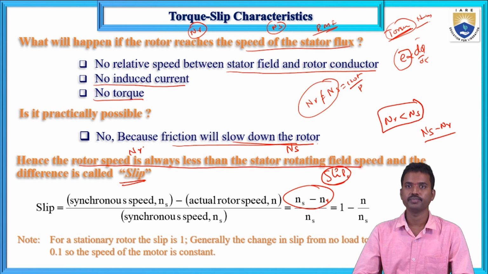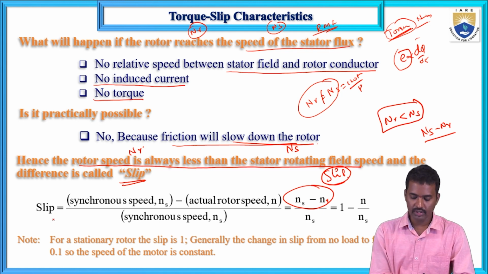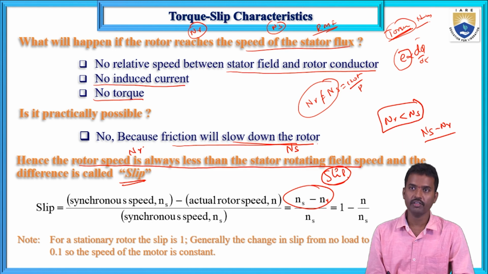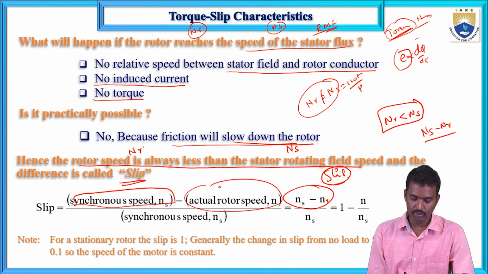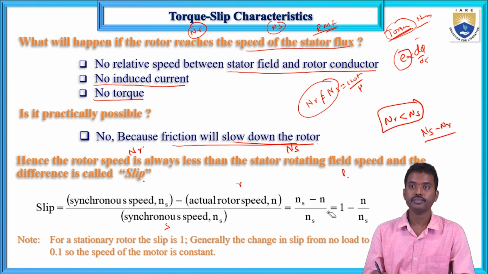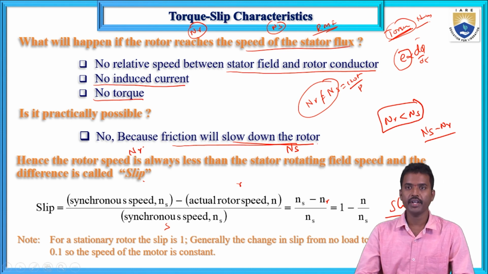Slip is the difference between the rotor speed and the stator rotating magnetic field speed, divided by the synchronous speed. The synchronous speed Ns minus the actual speed Nr, divided by Ns, equals 1 minus Nr by Ns. This is slip. And now the slip range.